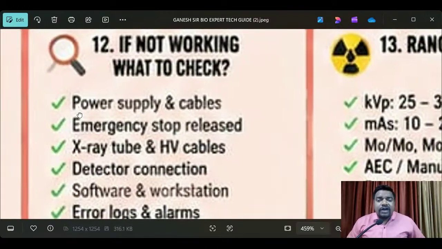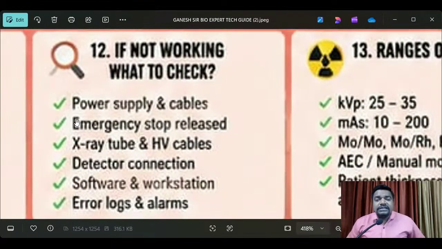See here, if it is not working, what to check? This question many biomedical engineers are asking. They say, sir, I am working as a biomedical engineer, sir. I'm a new person, sir. I'm an experienced person, sir. If equipment is not working, what to check, sir? Understand? They asked me like that, and I give the instructions also. But lakhs of people have to be covered. Understand? We have crores of people in the world.